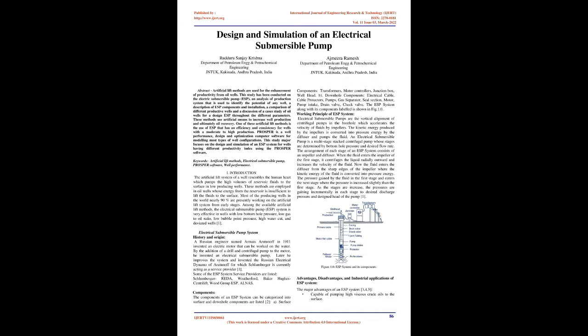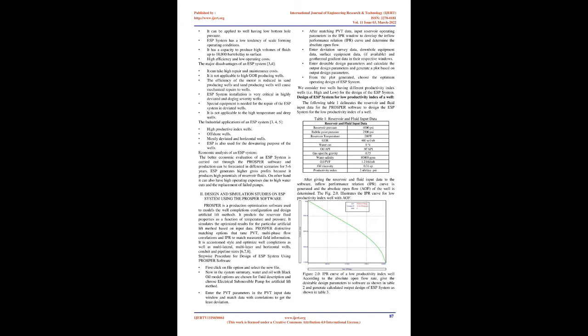Components. The components of an ESP system can be categorized into surface and downhole components, listed too. A. Surface components: transformers, motor controllers, junction box, well head. B. Downhole components: electrical cable, cable protectors, pumps, gas separator, seal section, motor, pump intake, drain valve, check valve. The ESP system along with its components labeled is shown in Fig. 1.